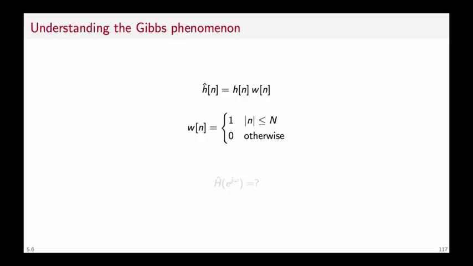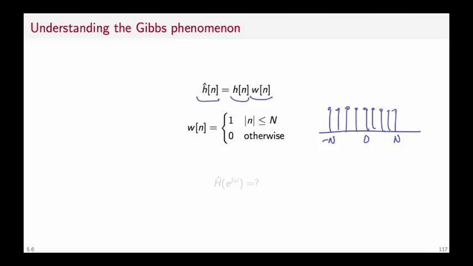In order to understand intuitively what happens when we approximate a filter by truncation, we have to take a little bit of a detour and look at the problem from a different perspective. So we could consider the approximated filter hat h of n as the product of the original impulse response times a sequence w of n, which is just the indicator function for the interval minus N to plus N. So w of n is just a series of points of value 1 centered in 0 and going from minus N to N.